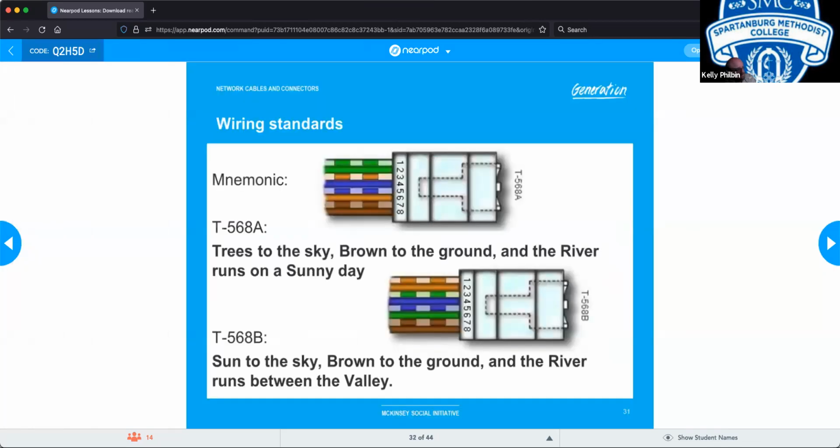Here's the mnemonic we were just talking about. Trees to the sky, so you have the green ones up top, brown to the ground, brown to the bottom here. And the river runs on a sunny day, so the blue runs between the orange. Then you have the B, which is sun to the sky, brown to the ground, and the river runs between the trees. So the blue goes between the green. Then you have the orange at the top and the brown at the bottom. If it makes it easier for you, it's a mnemonic that they use.